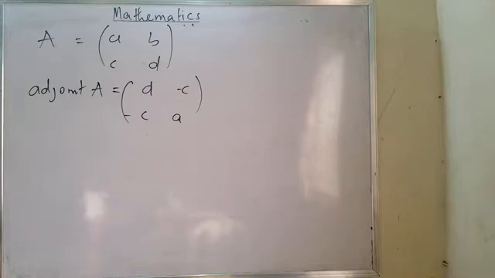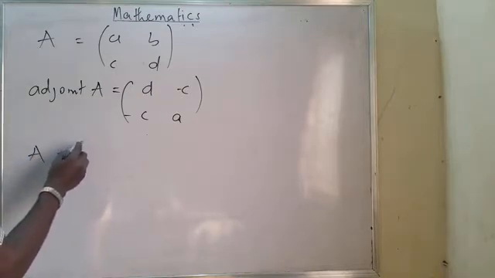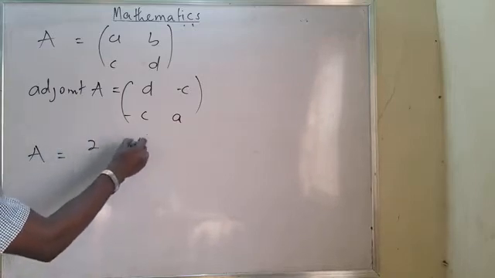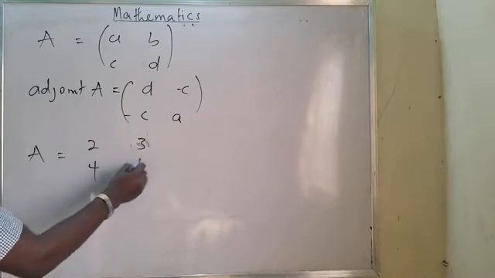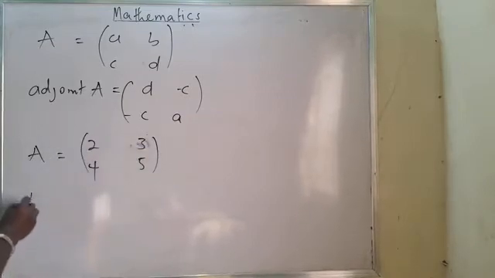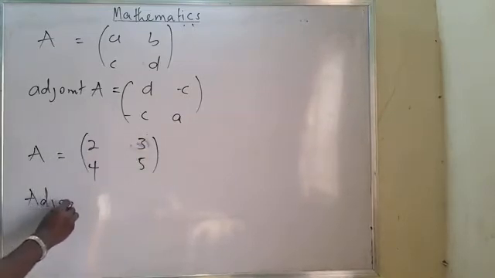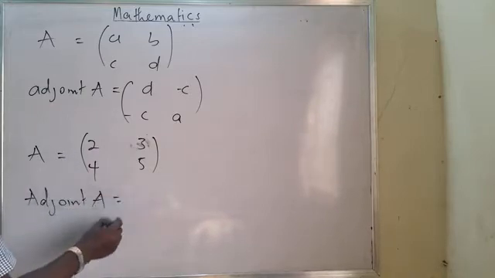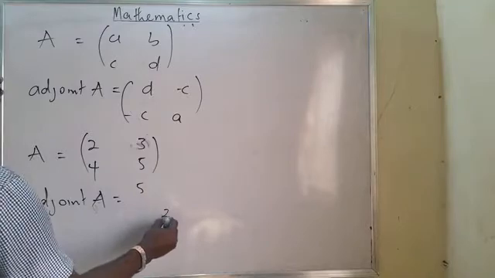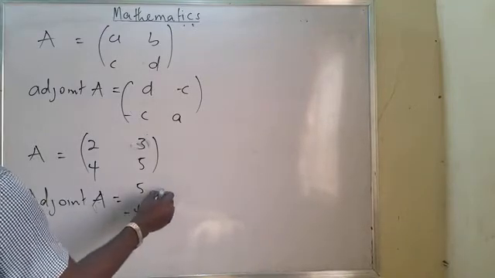Now, for instance, if I have it in the form of numbers, let me play with a number. A equals to 2, 3, 4, 5, and the adjoint of this given matrix, adjoint of A, will be equals to 5, minus 3, minus 4, 2.